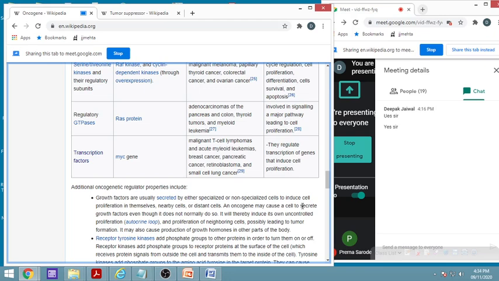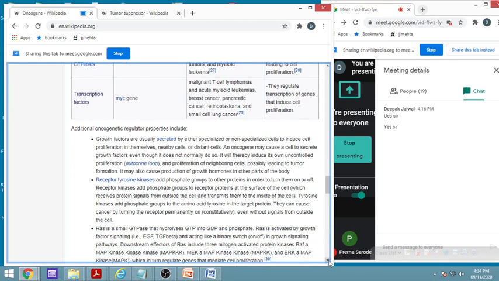And lastly, transcription factors work through the MYC gene and are responsible for various lymphomas, leukemias, breast cancer, pancreatic cancer, retinoblastoma, and small cell lung cancer. They regulate transcription of genes that induce proliferation. So these are actually the agents. How do these products work, how are these things working?